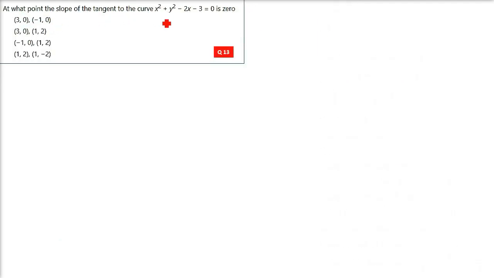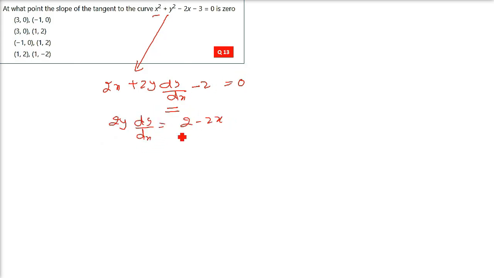At what point the slope of the tangent to the curve, this one, is 0. So it is already given the slope is 0 and the points need to be computed. So let us take this one and just differentiate it. 2x plus 2y dy by dx minus 2 is equal to 0. So just divide everything by 2 because you can eliminate 2. This 2y dy by dx equals 2 minus 2x, and as I just indicated, you can divide everything by 2. So dy by dx will be equal to 1 minus x divided by y. So 1 minus x divided by y is dy by dx here. Okay, this is just dy by dx.